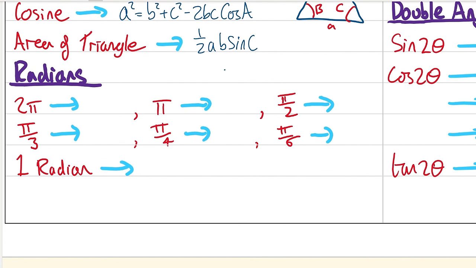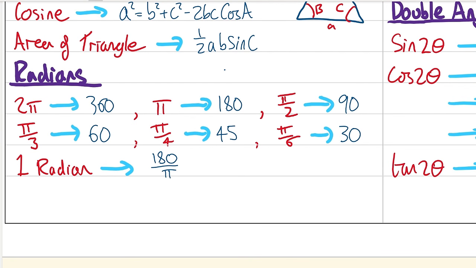Radians, 2 pi is 360, 1 pi is 180, pi over 2 is 90, pi over 3 is 60, pi over 4 is 45, and pi over 6 is 30. 1 radian we can calculate by doing 180 divided by pi.